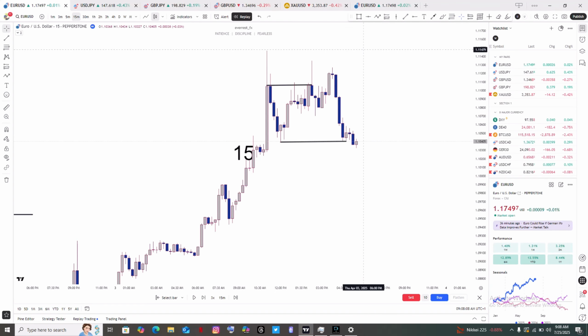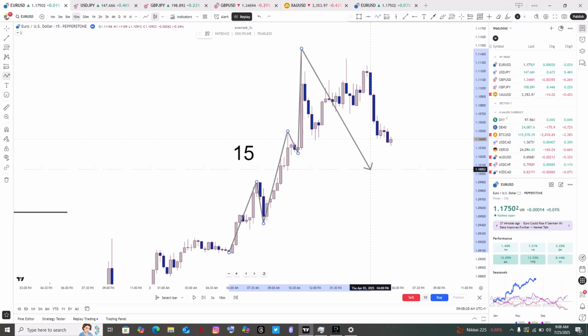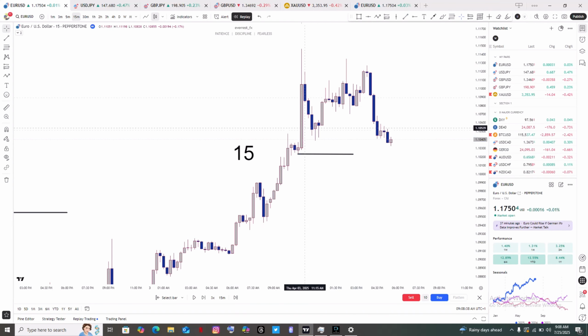But to me, I haven't confirmed it yet. Now, where is the last swing here? We have this, this, this, this, and this longest one here. So, the market will have to break this last one to give us a change of character. Let's wait and see.